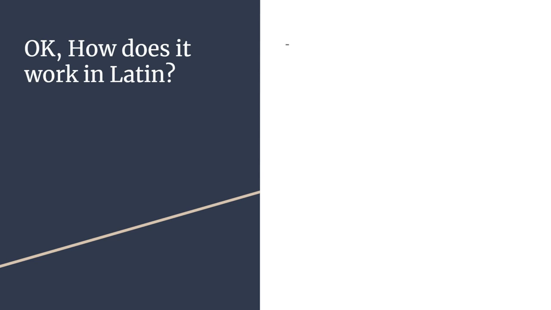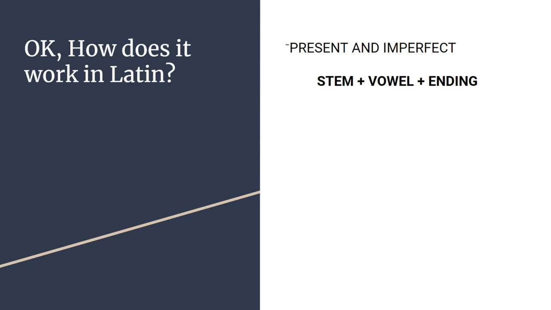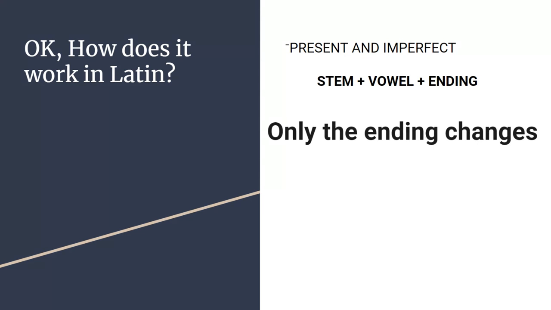All right, so if that's how it works in English, how does it work in Latin? So we last week practiced our present and imperfect forms. They follow the normal formula that we're used to for active voice verbs. You get your stem, you add your vowel, and then you add your ending. For the passive voice, the ending changes. That's it. That's the whole thing. It's not that bad at all.